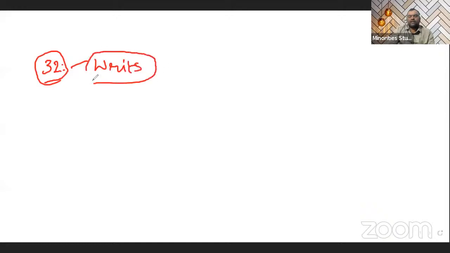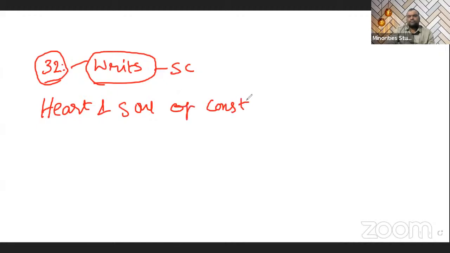Let us move to Article 32, the last article of this part. This article talks about the writs. Very, very important, please listen carefully. Writs will be issued by the Supreme Court. I'm going to tell you, Article 32 is called the heart and soul of the Constitution. Why is it called the heart and soul of the Constitution?